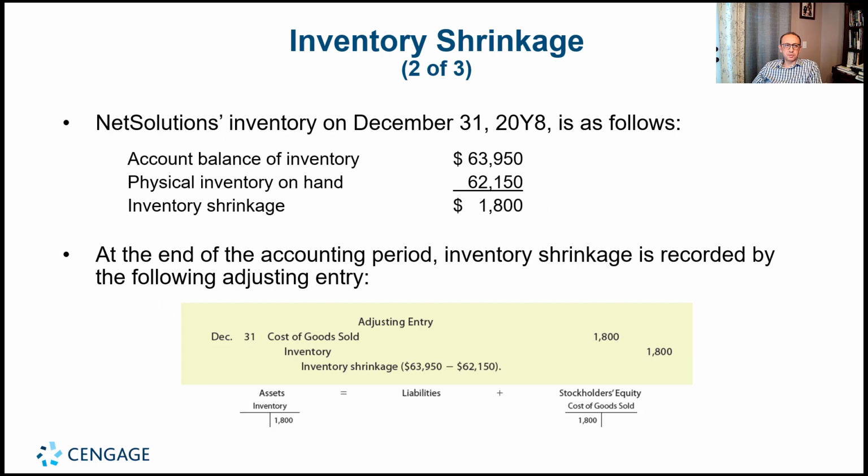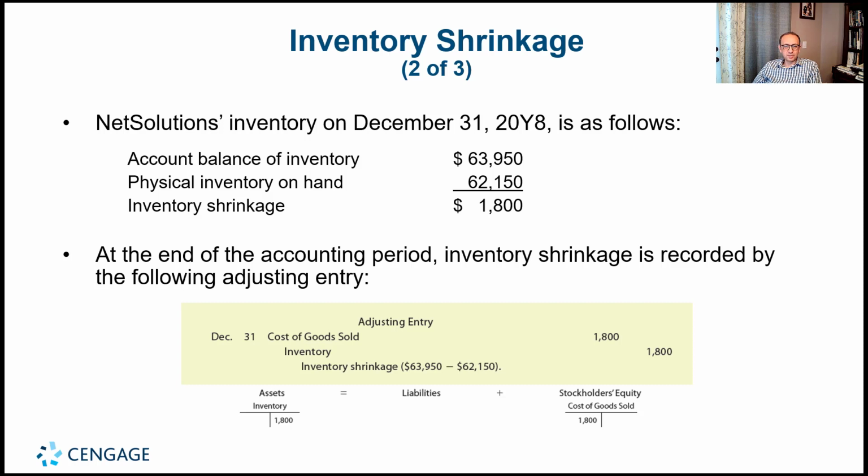So let's see an example. Net Solutions' inventory on December 31st, year 8 is as follows. They have an account balance of inventory of $63,950, which is what they have in the books. When they did a physical count, which is basically counting the inventory value in their warehouse, it was slightly less. It was $62,150. So there's an inventory shortage or shrinkage of about $1,800.